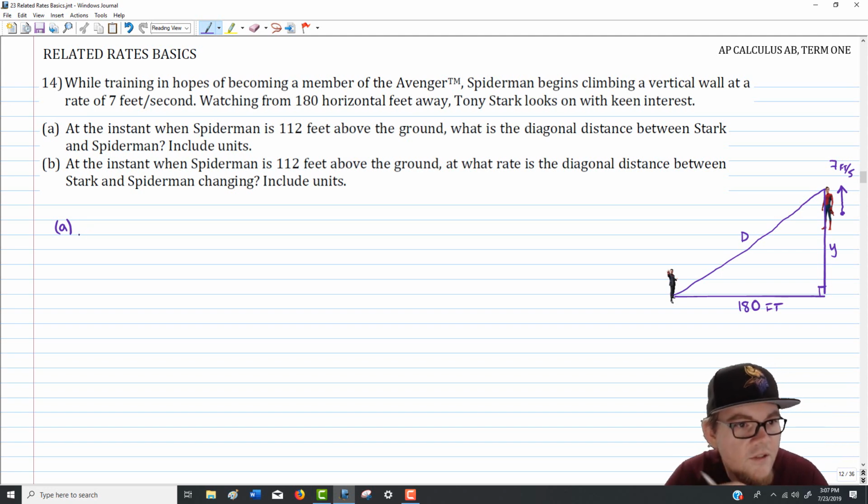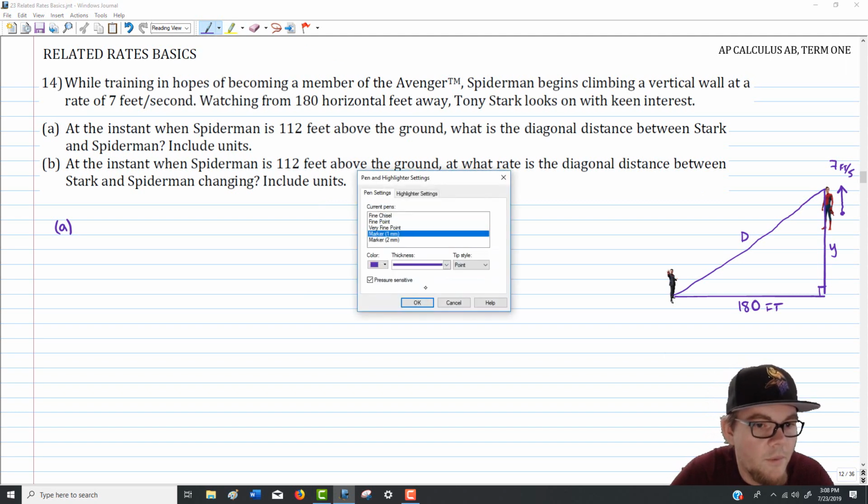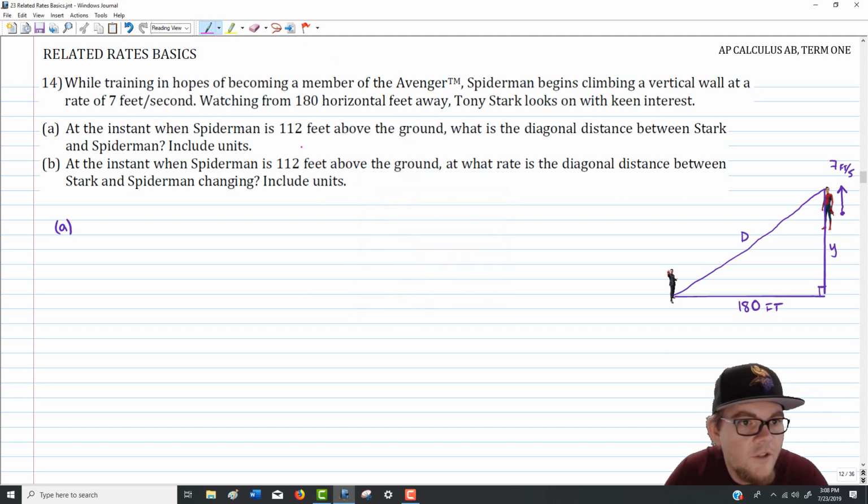It says first, at the instant when Spider-Man is 112 feet above the ground. So to prepare for this, let me get a different color. So Spider-Man is 112 feet above the ground. What is the diagonal distance between Stark and Spider-Man? So we're trying to figure out what the diagonal distance is, and we already said that that diagonal distance was going to be D. So we're going to be looking for D in our picture. We're going to try to solve for that.